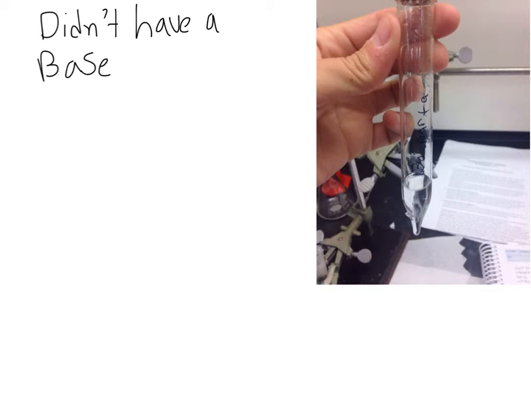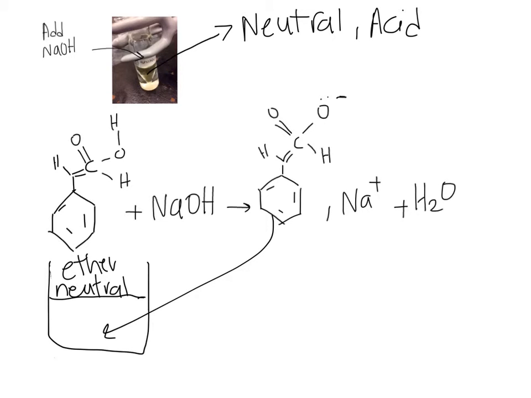And here in my experiment, I didn't have a base in my unknown, and that's why I didn't get any precipitate here. And then the next step was that we add NaOH to our organic solution. And right now we only have neutral and acid, since we already extracted our base.